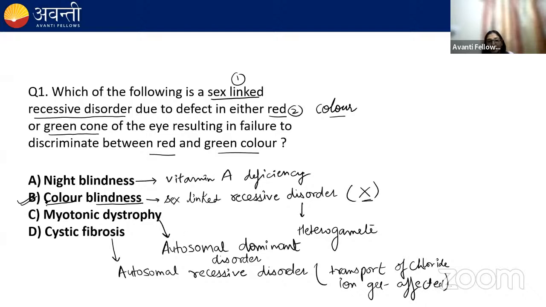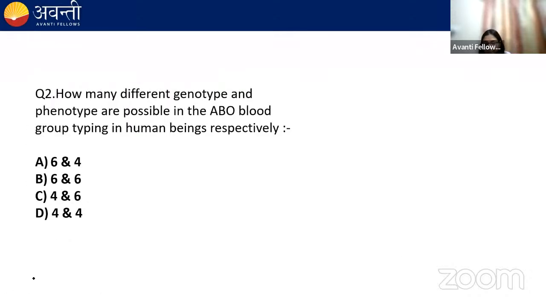So the correct option for this question is color blindness. I hope this is clear. In detail, I've tried to explain this question, okay? Now let's move to the second one.